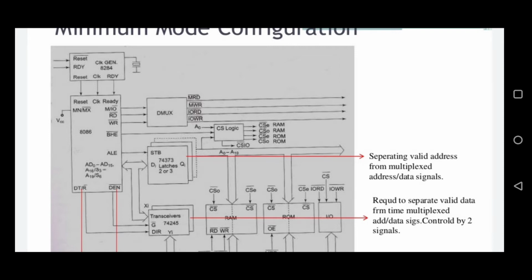So the multiplexed address and data signals are AD0 to AD15. The diagram shows the inputs of the latches are AD0 to AD15, right? These latches are used to separate the addresses only. That is the main function.